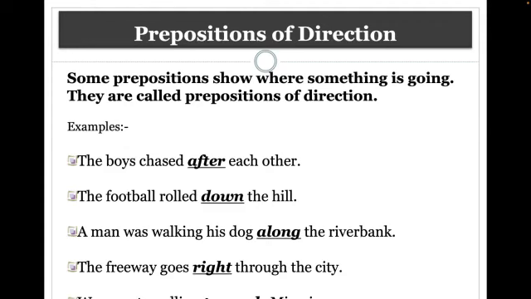You also have the prepositions of direction. These prepositions show where something is going. For example, the boys chased after each other. The football rolled down the hill. A man was walking his dog along the riverbank. The freeway goes right through the city. We were traveling towards Miami.